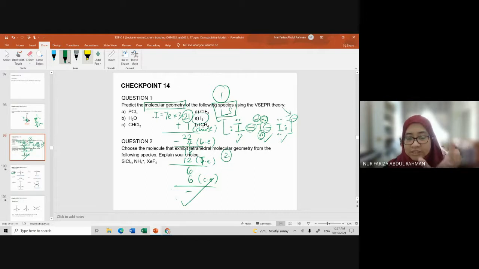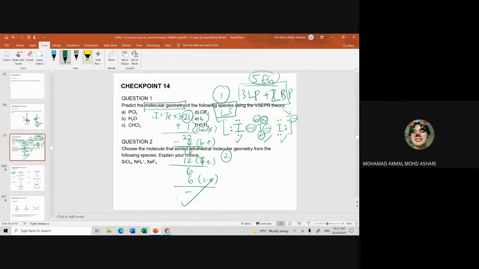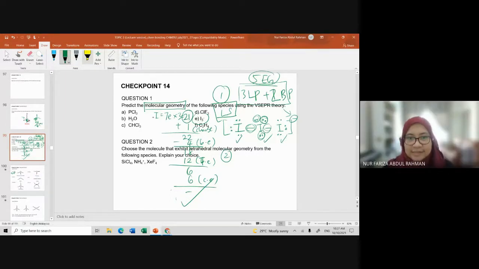Which consists of 3 lone pairs and 2 bonding pairs. Regardless, there are still 5 electron groups. So if we have 5 electron groups, what will be the electron geometry, guys? Trigonal bipyramidal. Yes, just namakan je dulu. Trigonal bipyramidal.